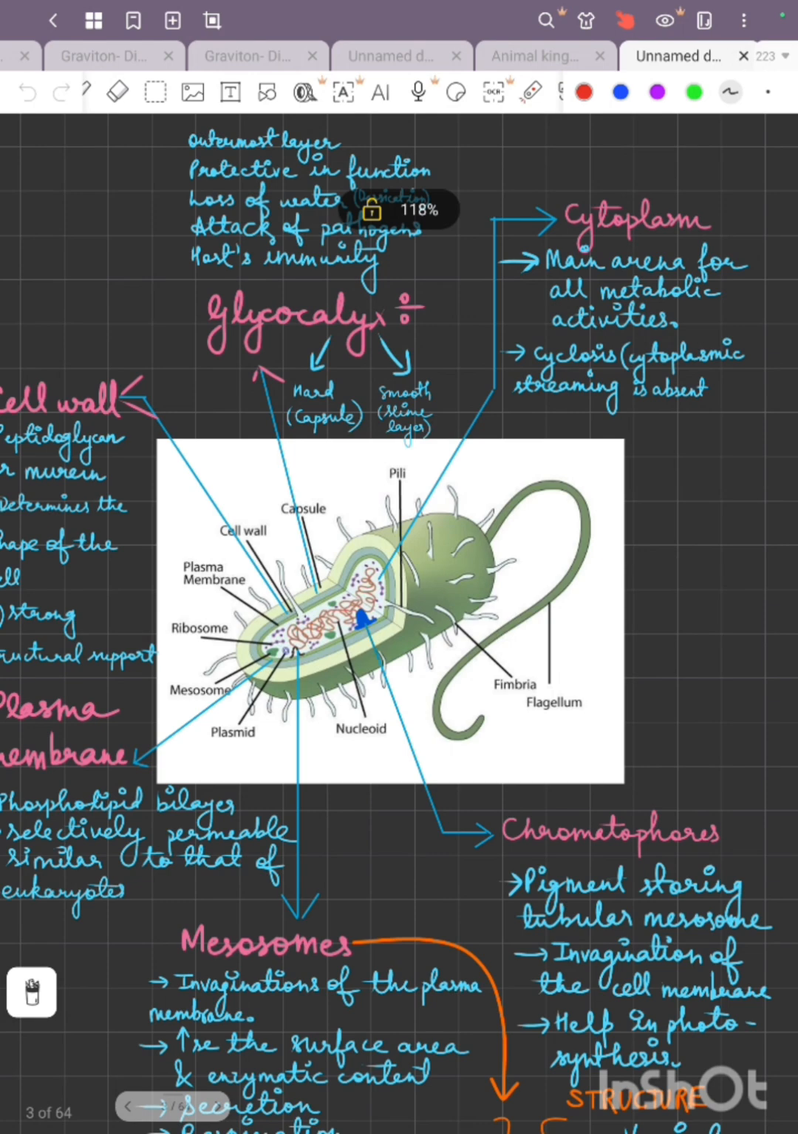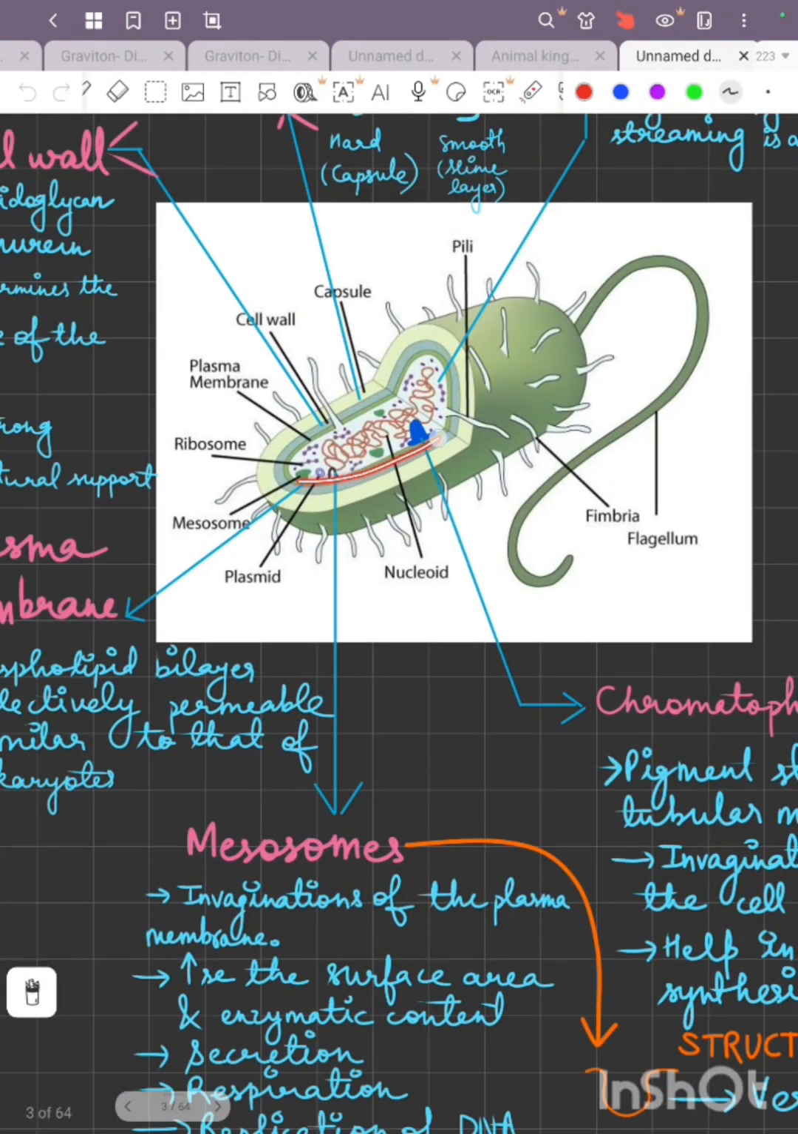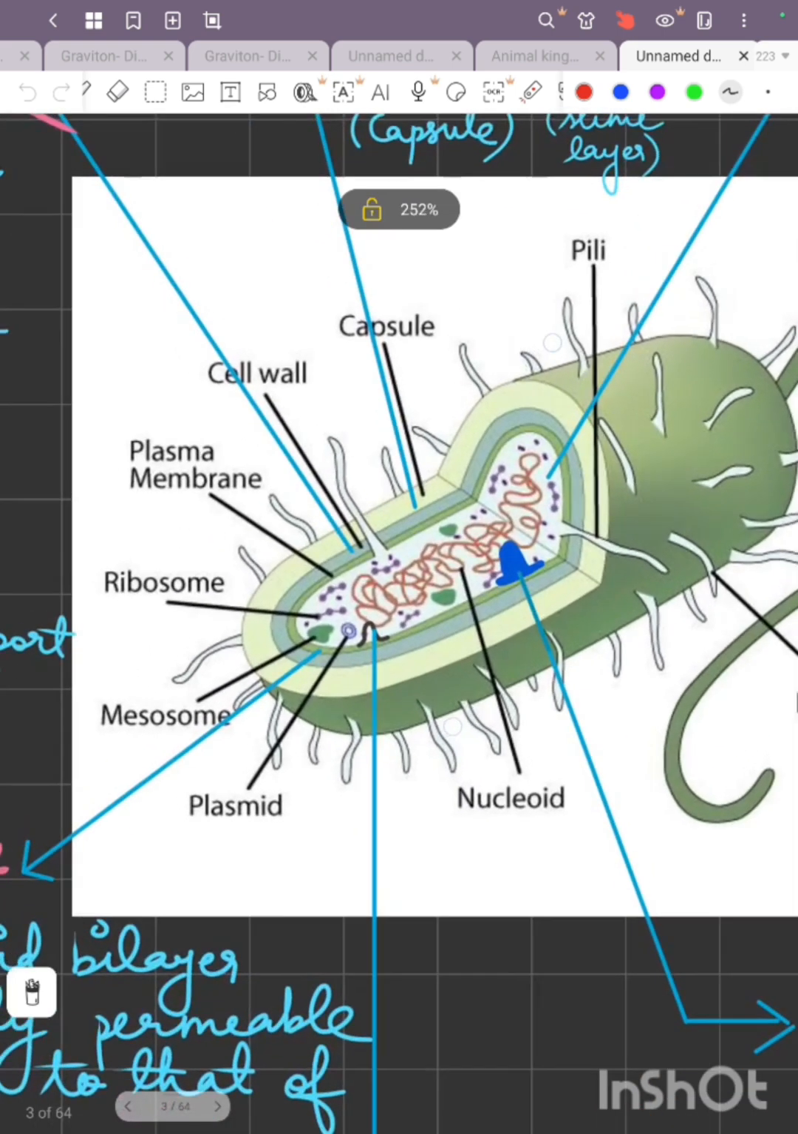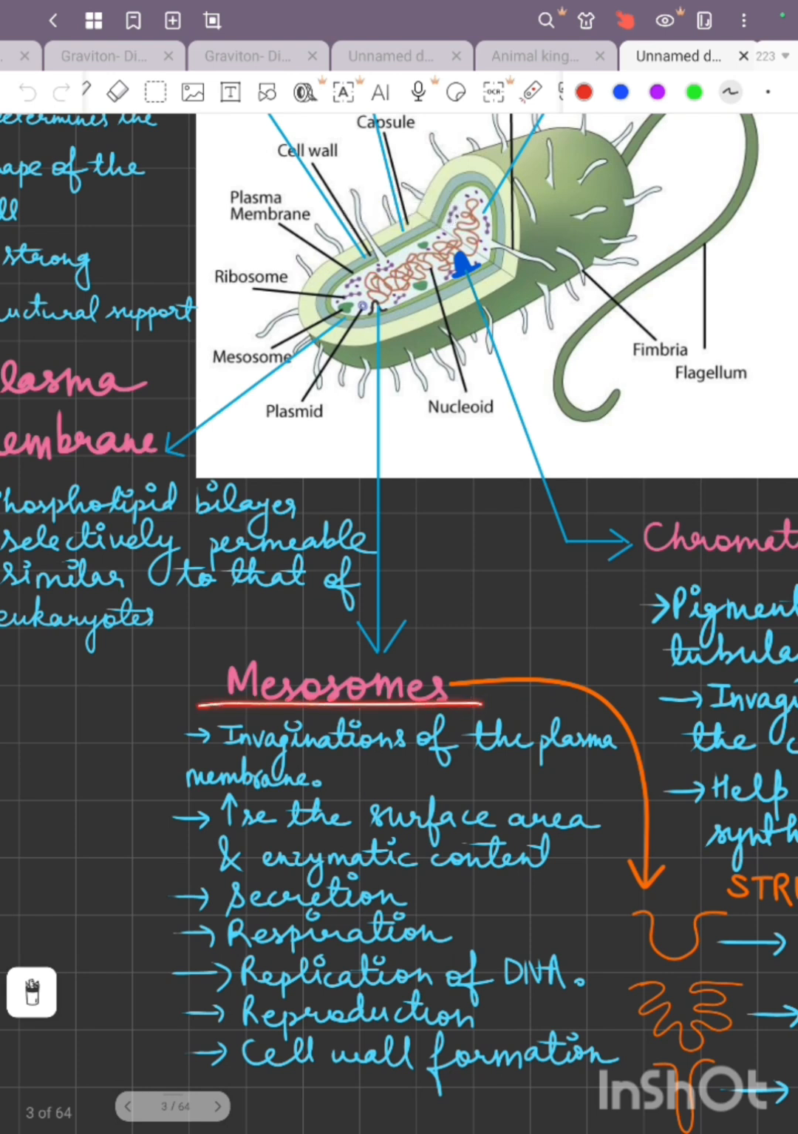All right, now talking about the infoldings of the plasma membrane. Now the innermost layer was referred to as the plasma membrane. Now the plasma membrane infolds or folds inwards and forms these infoldings or invaginations, which have got multiple names. Now the first invagination, this structure that you see right here, let me zoom it for all of you. This invagination of the plasma membrane is referred to as the mesosome. Mesosome is nothing but the invagination of the plasma membrane.